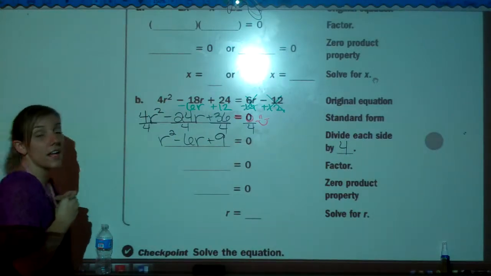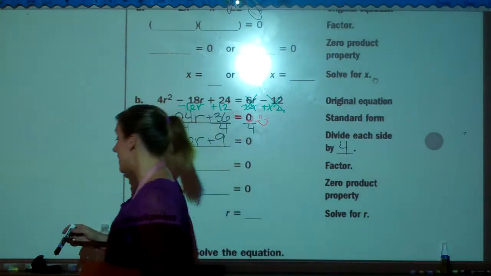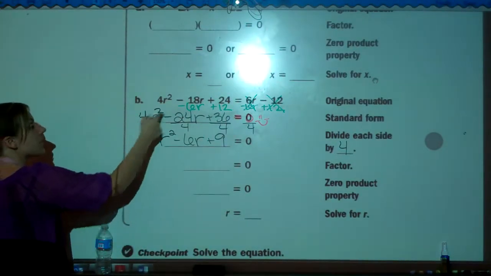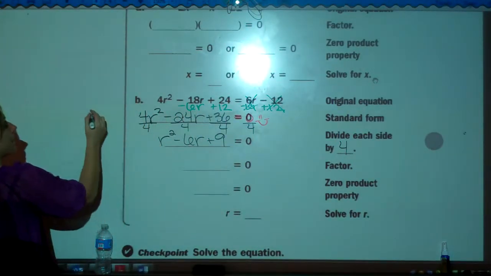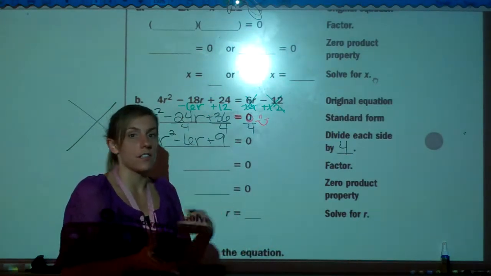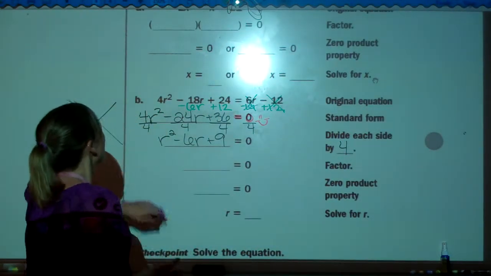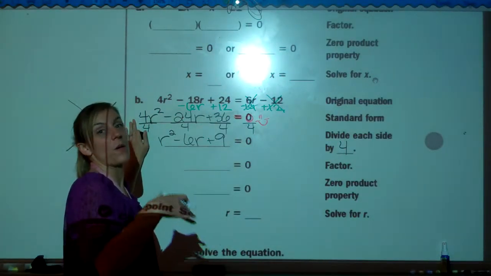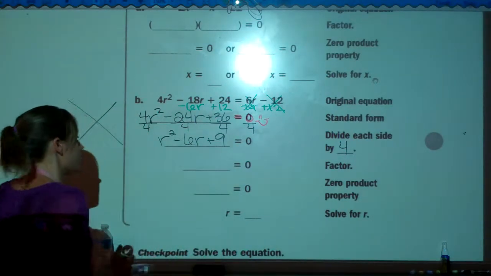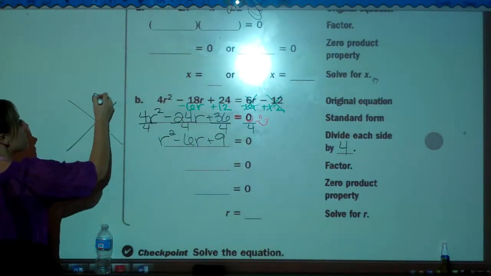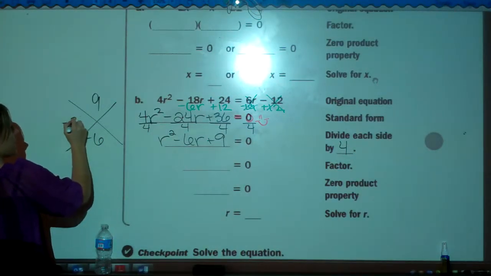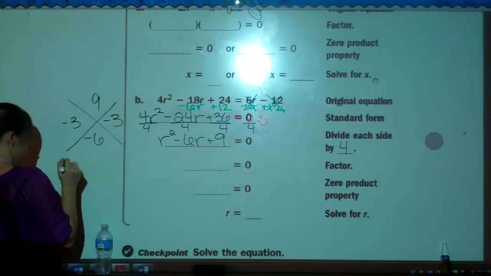Okay? Then we want to factor. Now this is easy factoring because it's basic, there's no number. Since we got rid of the 4, it made it basic. That's why you always want to factor first. Because it could help you go from an advanced, which takes longer and it's harder, down to a basic, which is much faster. So, what multiplies to 9 and adds to negative 6? Okay, well that's a negative 3 and a negative 3.